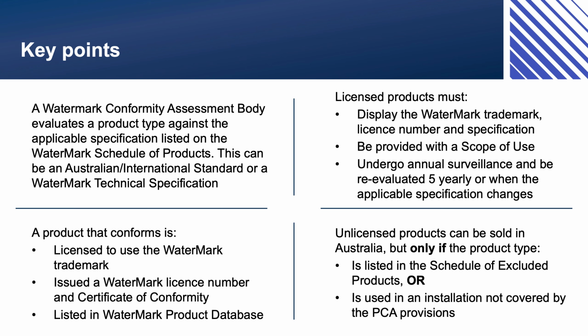Unlicensed products can be sold in Australia, but only if the product type is listed on the schedule of excluded products or is used in an installation not covered by the PCA provisions.